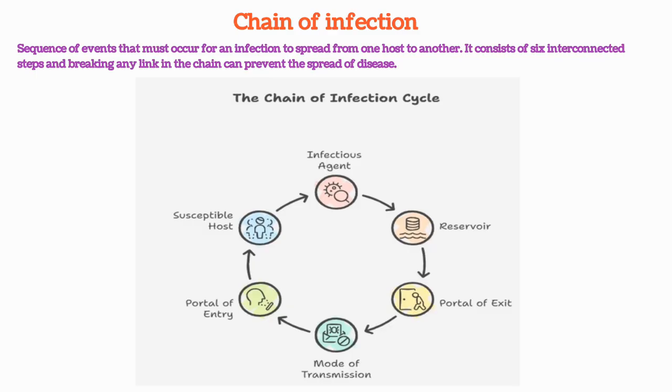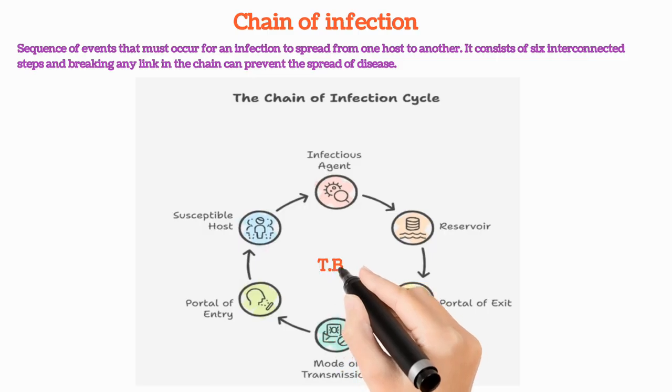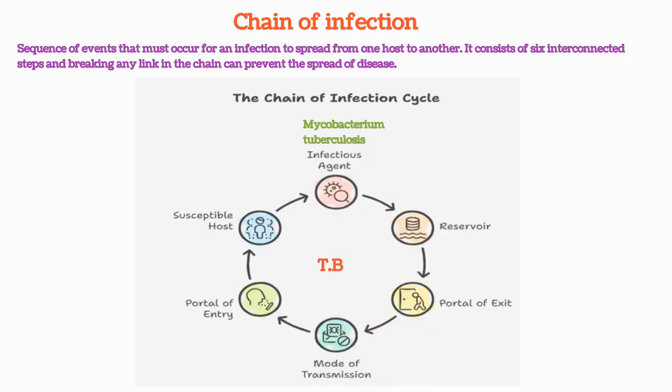The third component is the portal of exit, which is a way the pathogen leaves the reservoir. The fourth component is the mode of transmission that tells how the pathogen travels from the reservoir to a susceptible host. The fifth component includes the portal of entry, which is a way the pathogen enters the susceptible host. And the sixth component is the susceptible host, which is an individual who is vulnerable to the infection. If I give an example of the chain of infection for tuberculosis, the agent is Mycobacterium tuberculosis.